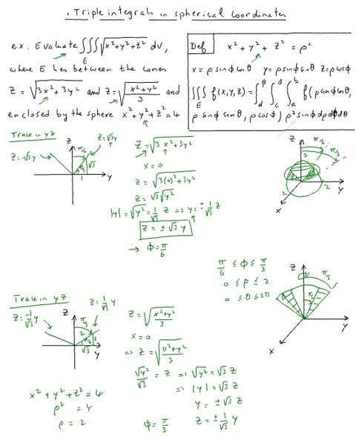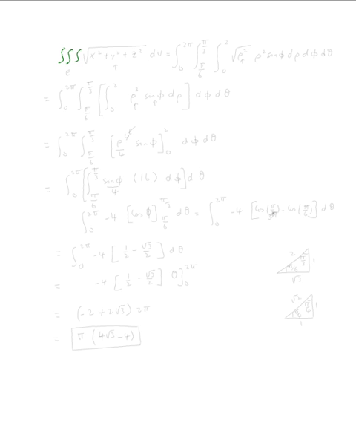So let me do the integral here. So integral over e square root of x squared plus y squared plus z squared dv. I want my theta to go from 0 to 2 pi. I want my phi to go from pi over 6 to pi over 3. I want my rho to go from 0 to 2. And square root of x squared plus y squared plus z squared. X squared plus y squared plus z squared is rho squared. You want to take square root of that.